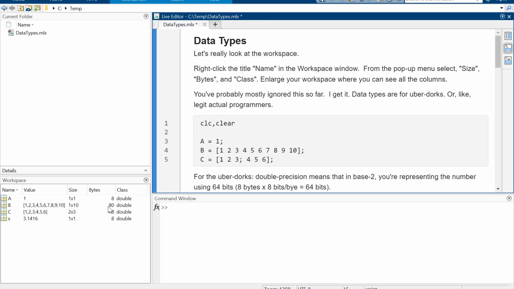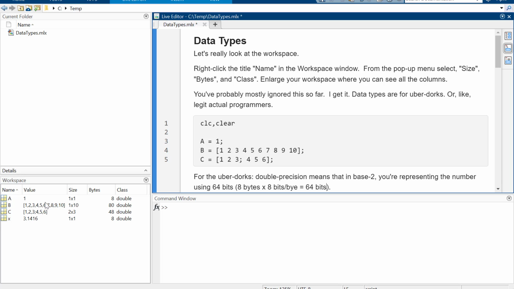Now here, there's 80 because each one of those numbers in there is stored as a double, and then this is stored as a double. Even though this is a more complicated number, that's pi, it's also stored as a double. So it takes just as much work to store the number pi as it does to store the number 1, but MATLAB is assuming if you're not going out of your way to declare what your variables are in advance, then obviously you don't care that much.